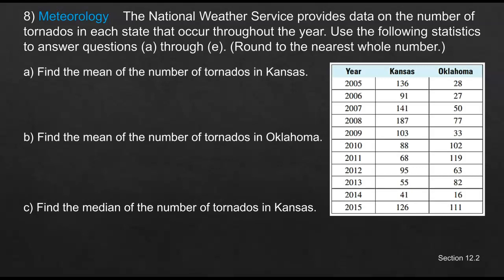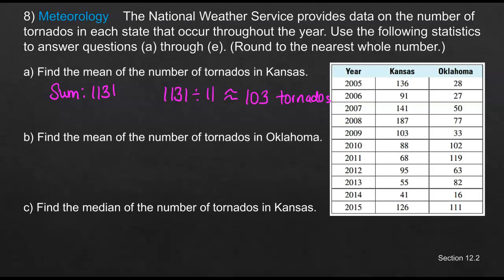So if we add up all the tornadoes in Kansas, we get a sum of 1131. And then this was for 11 years, right? Count them 1, 2, 3, 4, 5, 6, 7, 8, 9, 10, 11. We're going to divide 1131 by 11. And then we're going to round that to a whole number because that makes more sense since we're talking about tornadoes. Okay, so Kansas has an average of 103 tornadoes each year. That's a little bit scary, huh?